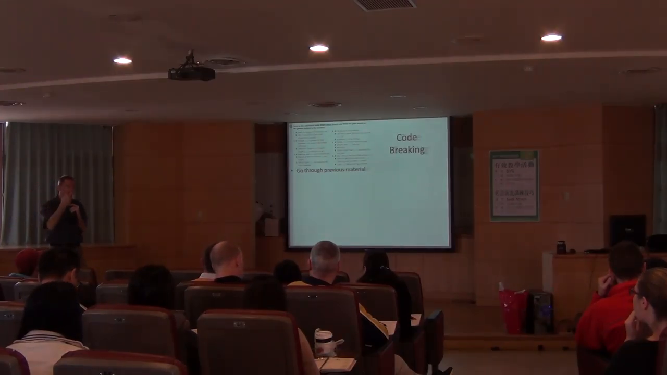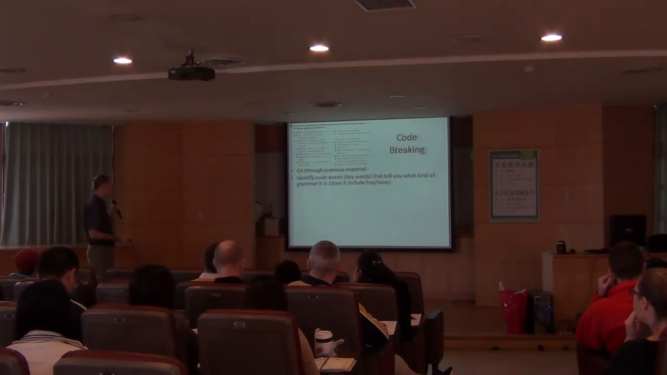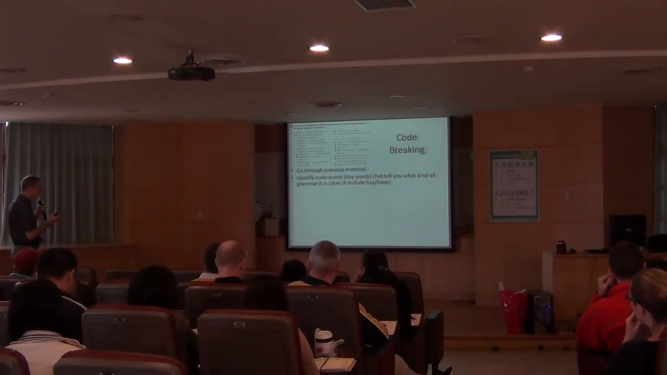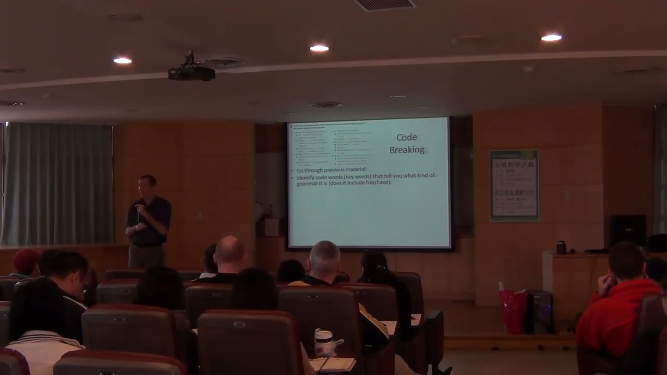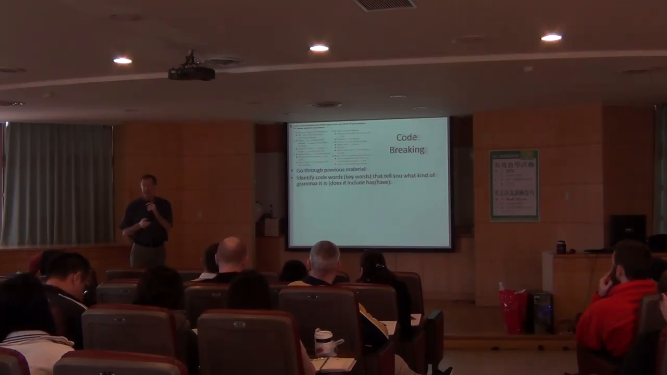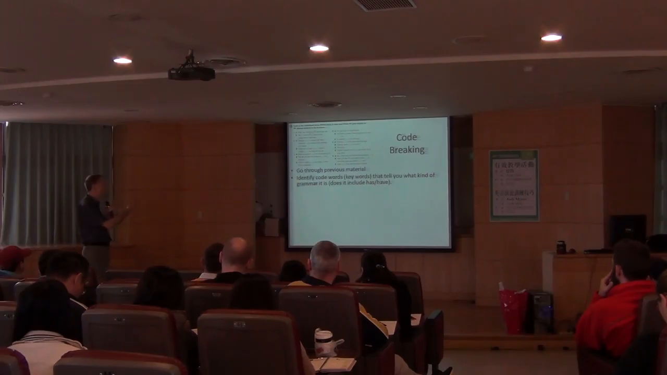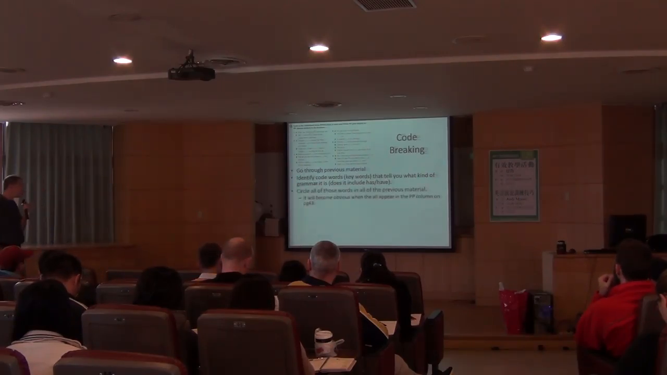So you basically walk them through trying to discover the rule for PPs by themselves. So they identify the code words that tell you what kind of grammar it is. Basically, does it have has or have before it? If it does, then you know it's going to be a PP. If it doesn't, then it's probably going to be a PS in this grammar section, at least.